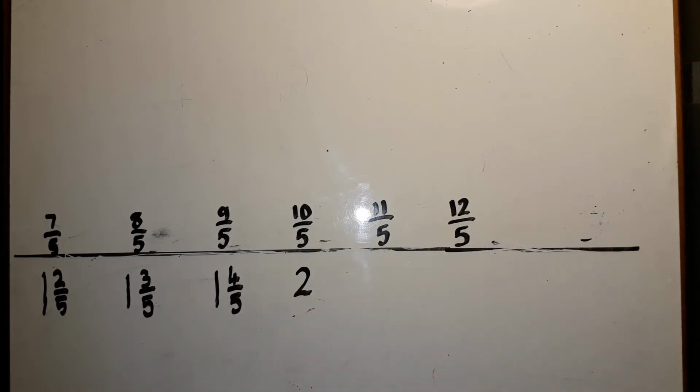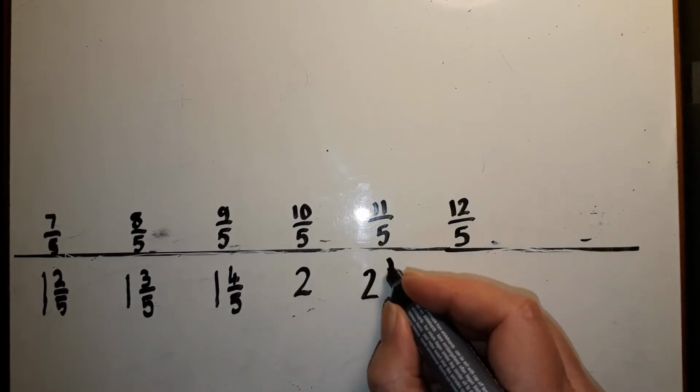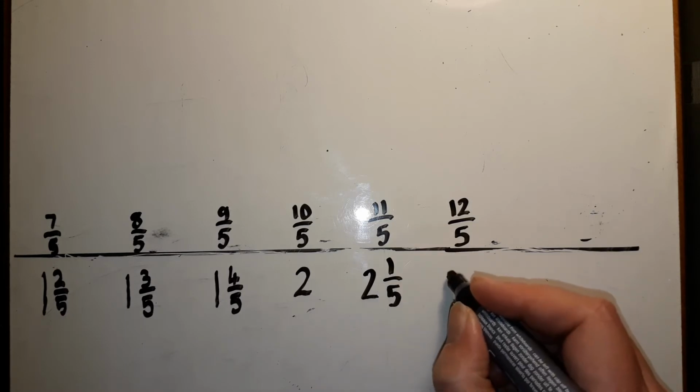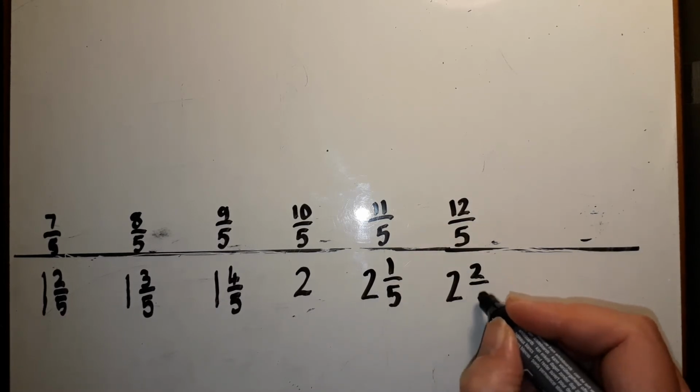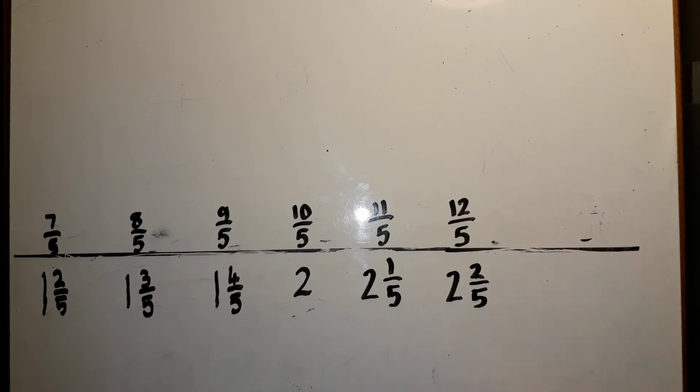And then you would carry on 2 and 1/5, 2 and 2 fifths, until you got to the next time, which would be, let's write it down here, 2 and 4 fifths, and then when I add another fifth, that would give me 5 fifths, which would make another whole one, so the next one would be 3. Okay.